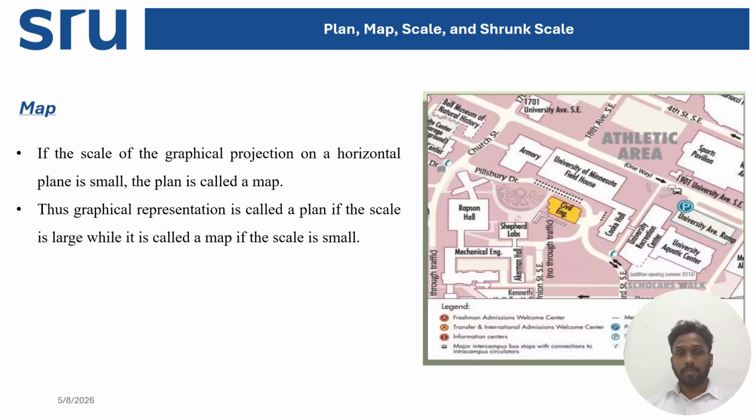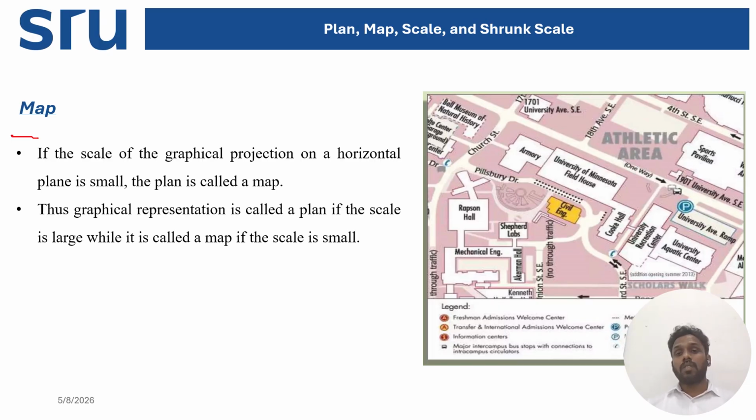Okay. The next one, map. When you're doing a scale for a graphical projection of a huge area, a small area is called a plan. When you're dealing with a huge area, it is called a map. Okay, right? So the graphical representation of a small area is called a plan. If the area is larger, it is called a map, as I said.